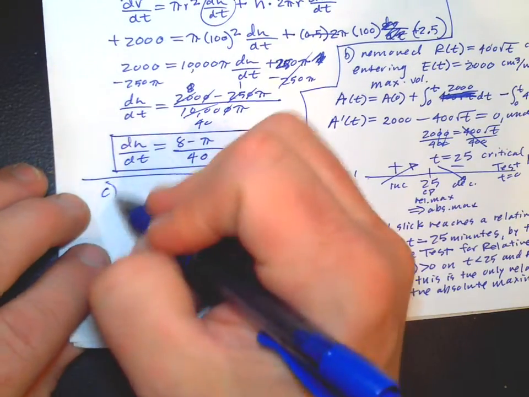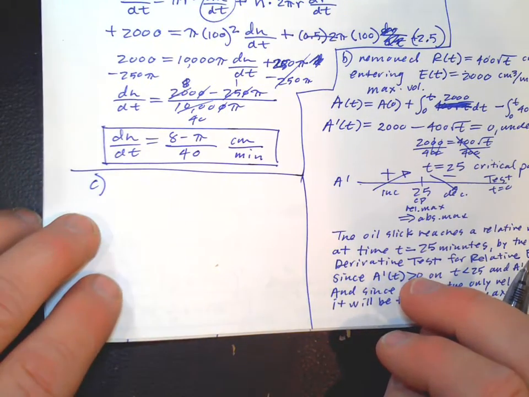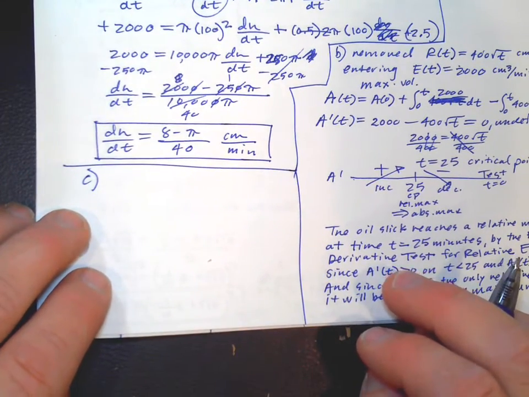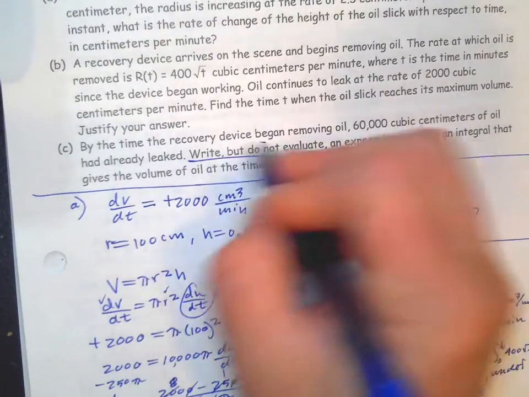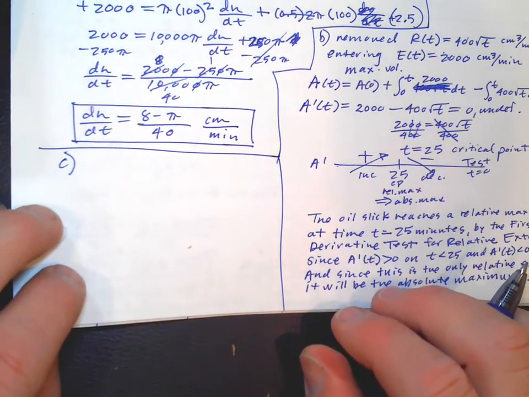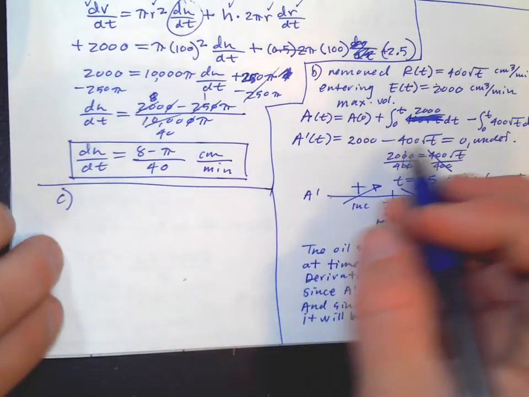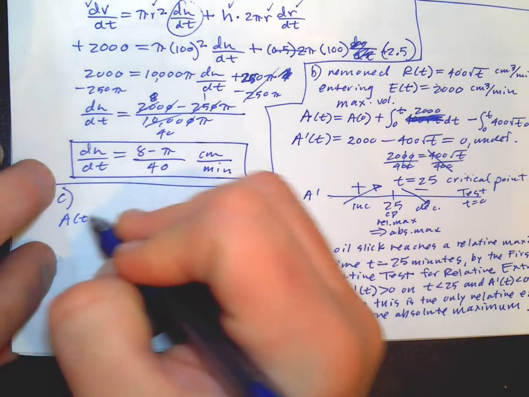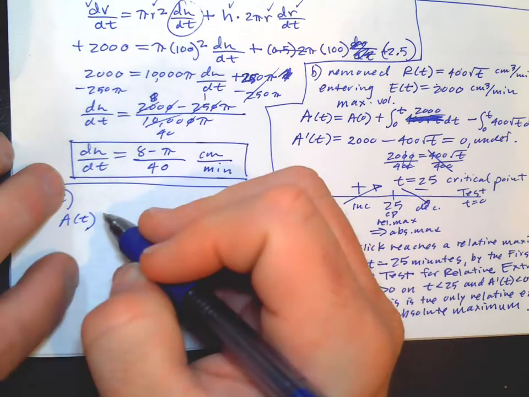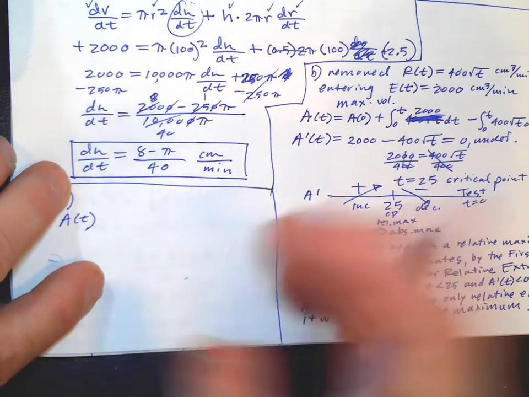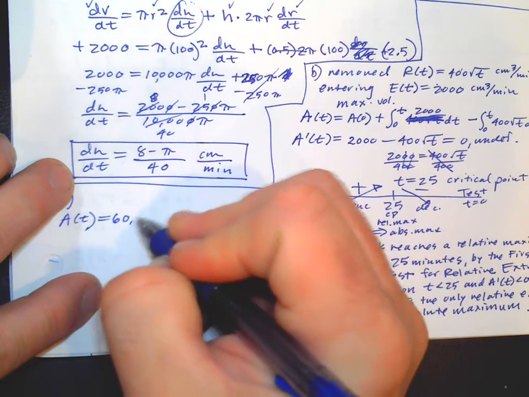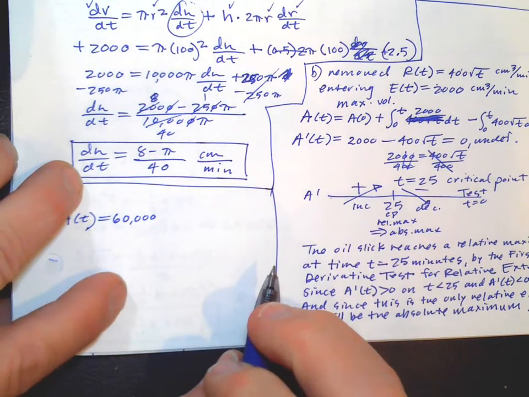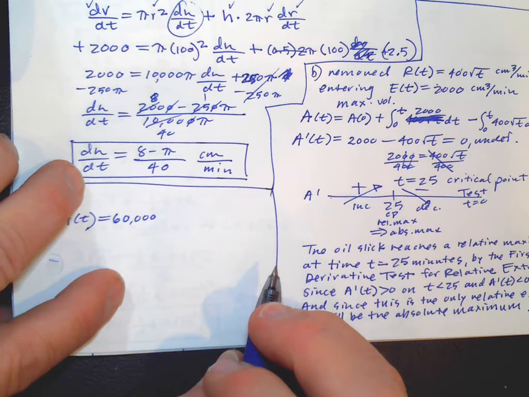Part C says, by the time the recovery device began removing oil, 60,000 cubic centimeters of oil had already leaked. Write, but do not evaluate, an expression involving an integral that gives the volume of oil at the time found in part B. So I think this is where we're going to use our rate model. And it says by the time the device showed up, there was 60,000 already. So that's like your initial condition, right?